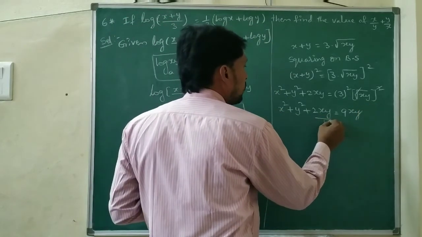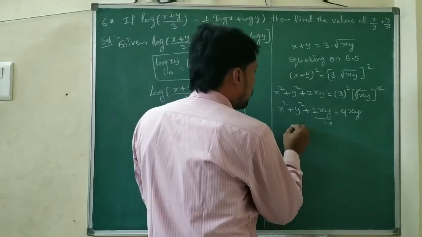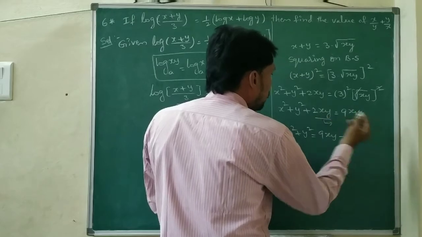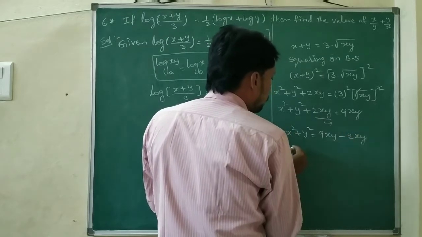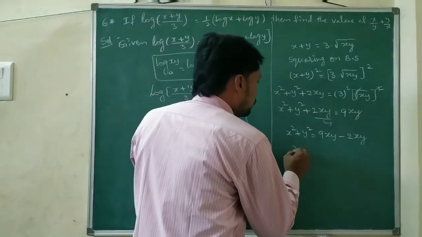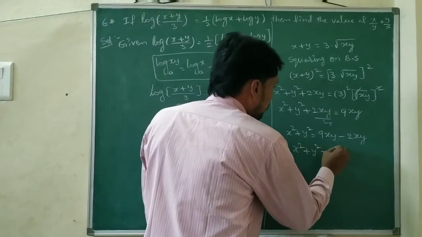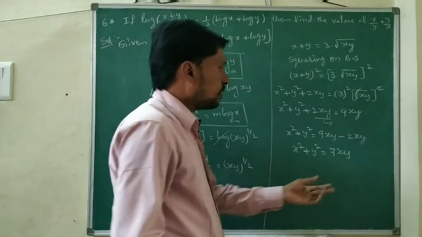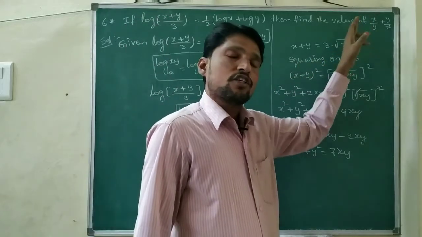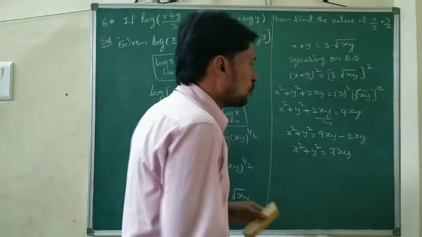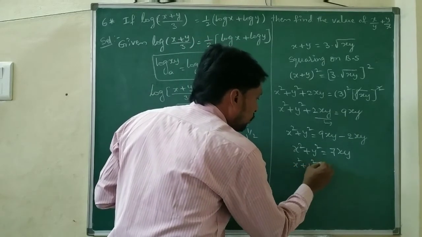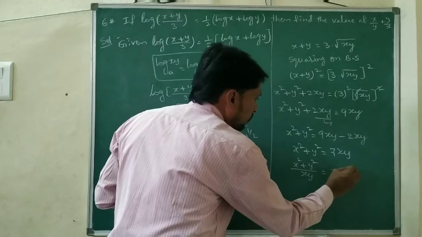This 2xy we can transpose to the right. So x square plus y square equals 9xy minus 2xy, since plus becomes minus. 9xy minus 2xy is 7xy. Very good. So x square plus y square equals 7xy. What we need to find is x by y plus y by x, so we transpose this xy to the left: x square plus y square by xy equals 7.